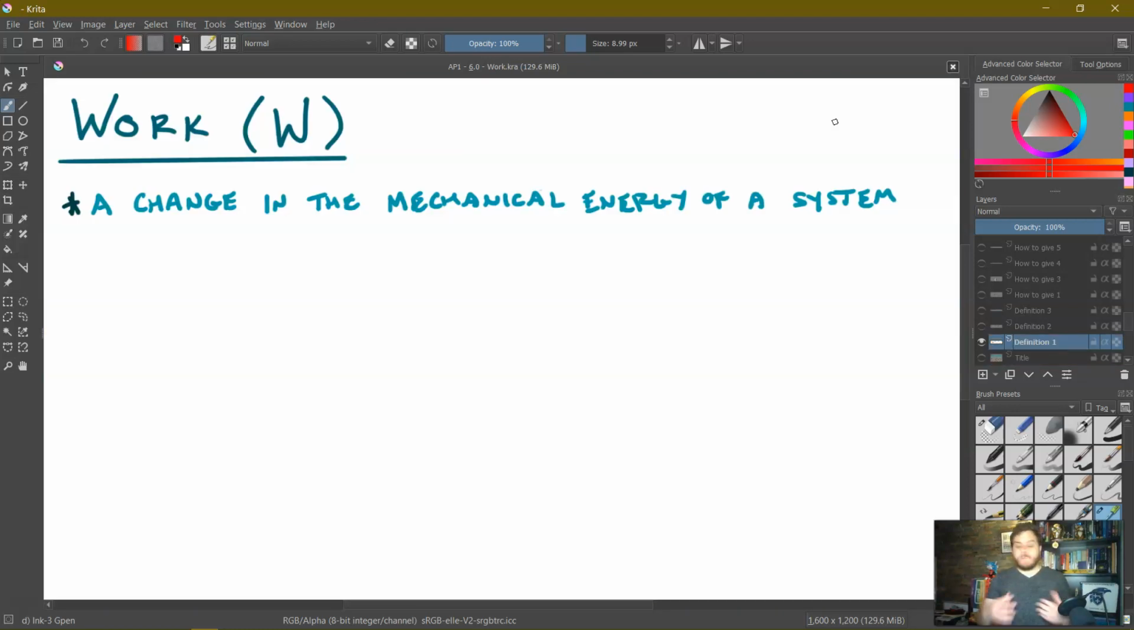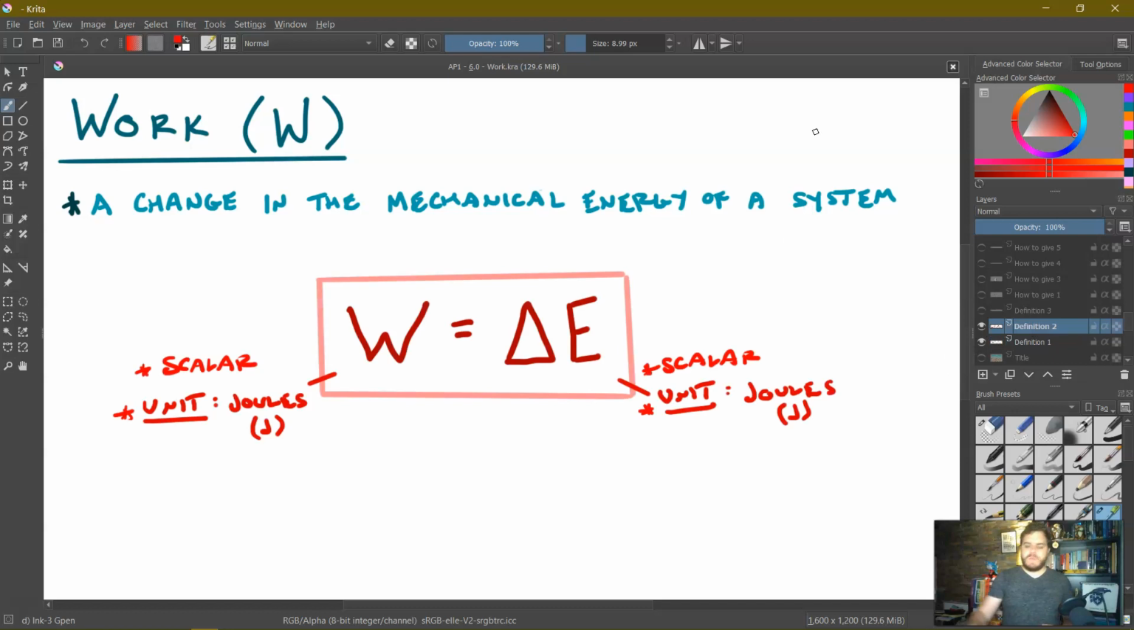So work, which is abbreviated with a capital W, is a change in the mechanical energy of a system. So we can write an equation for this as W is equal to delta E, where delta is that change. Now, a few different things here. First off, you might be thinking, well, I don't know how to calculate energy, so how can I calculate a change in energy? Give it time. We will come to that in more detail later, but we want to go ahead and understand now that a change in mechanical energy is known as work.